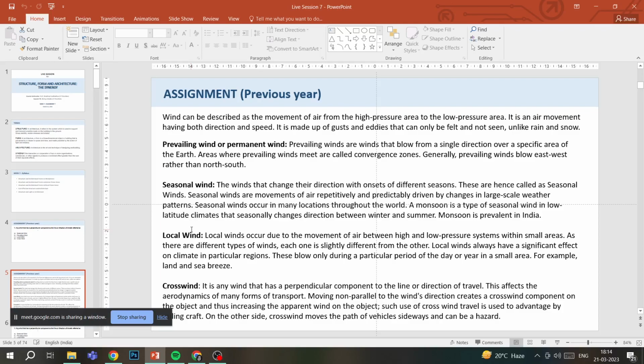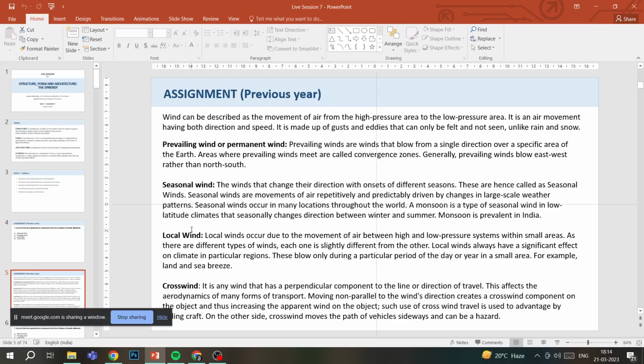That's why they are called permanent winds. Seasonal winds are the winds that change their direction with the onset of different seasons. That's why they're called seasonal winds, because with different seasons they change their direction, while a prevailing wind never changes its direction. Seasonal winds are movements of air repetitively and predictably driven by changes in large scale weather patterns.